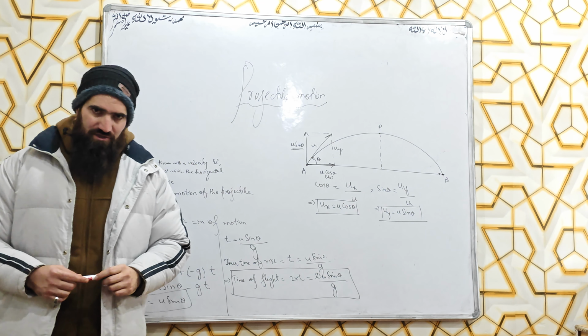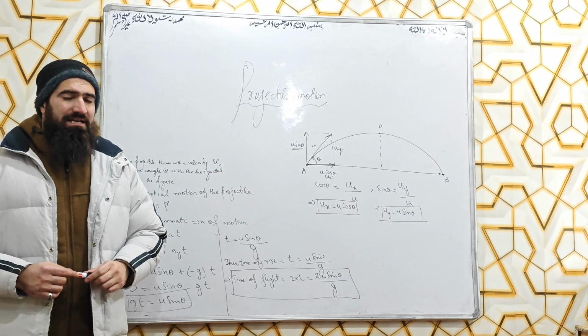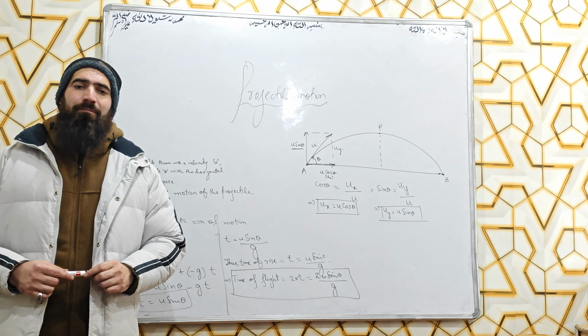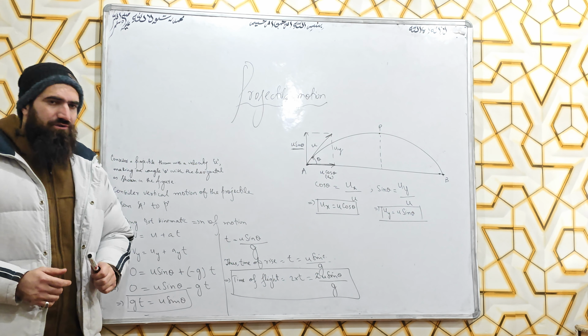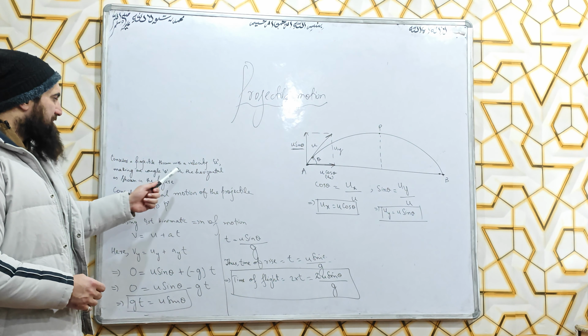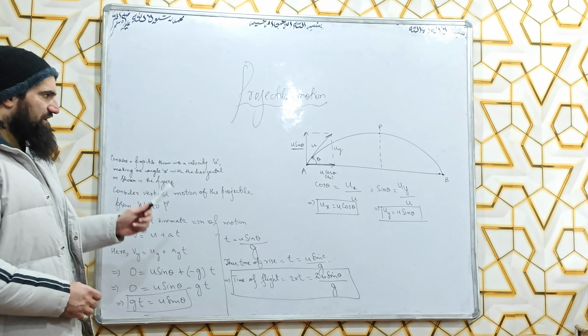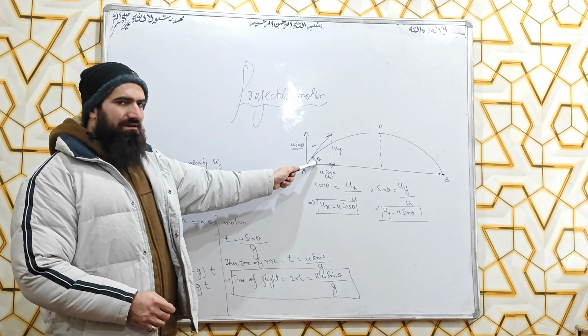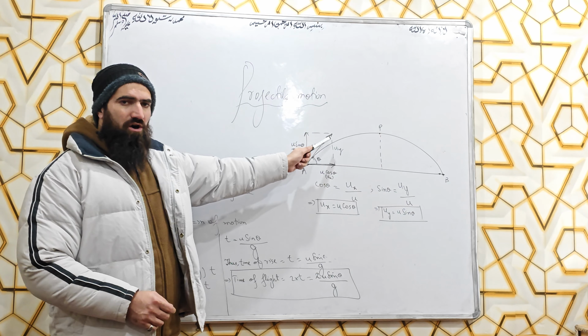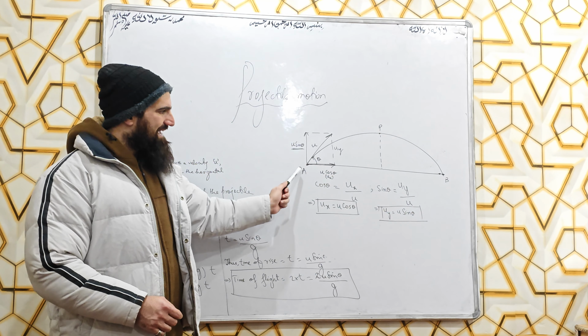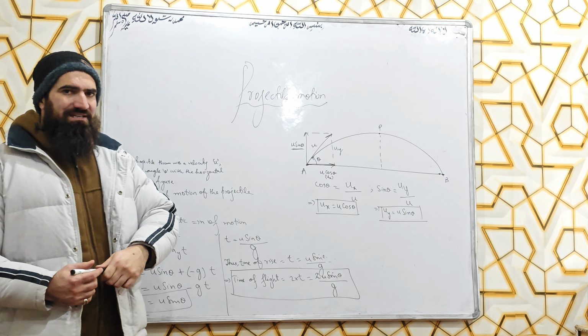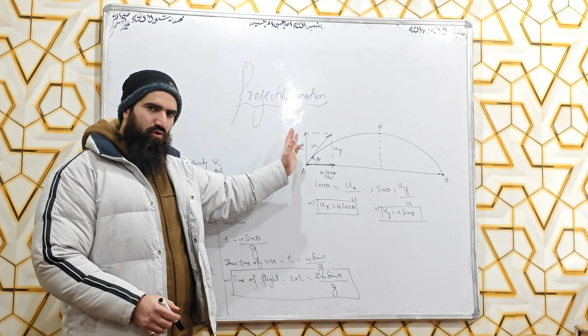Now there are three expressions that we are supposed to derive in this case, that is the time of flight, maximum height, and the horizontal range. Now consider a projectile thrown with velocity u making an angle theta with the horizontal as shown in the figure. Let the angle that the velocity of the projectile makes with the x-axis be theta. So it can be resolved into two components, ux and uy.